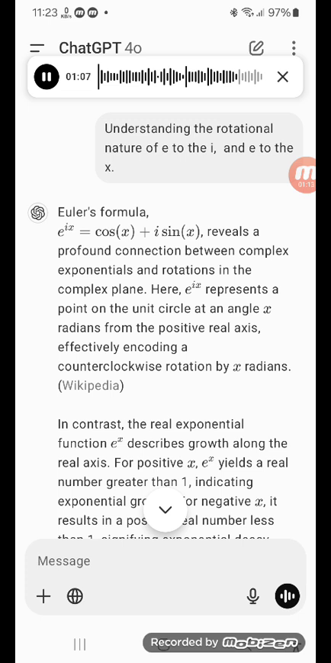Understanding these properties is crucial in fields like signal processing and quantum mechanics, where complex exponentials model oscillatory behavior and wave functions.